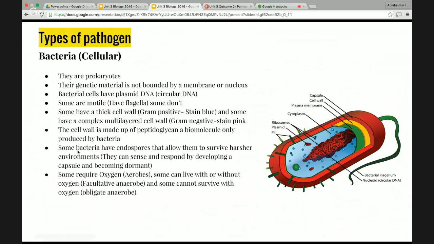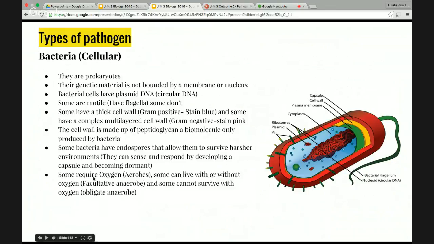Some bacteria have endospores that allow them to survive harsher environments. Now they can sense and respond by developing a capsule and becoming dormant. So they can sense when the environment becomes harsher, and the way that they survive is by producing a capsule. And they become dormant, which means all their metabolic activities stop.